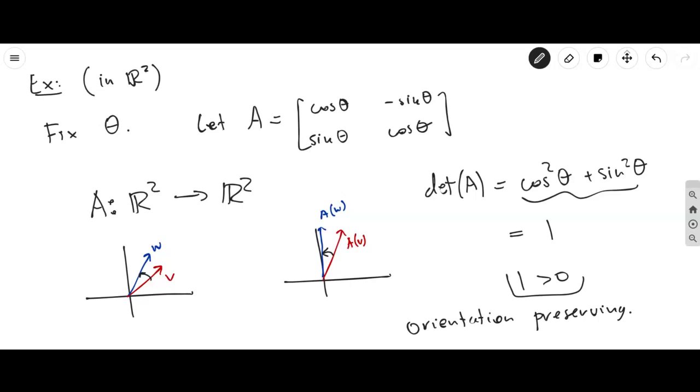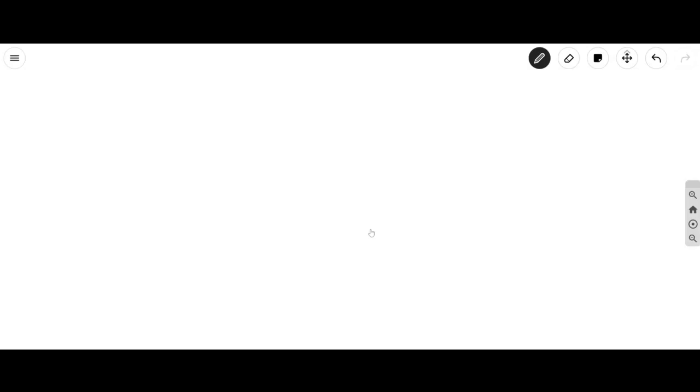So this is orientation preserving. Now let's give an example of something that is not orientation preserving. Let's say B is the matrix 0, 1, 1, 0. You can see that the determinant of B in this case is -1. So it will be orientation reversing.